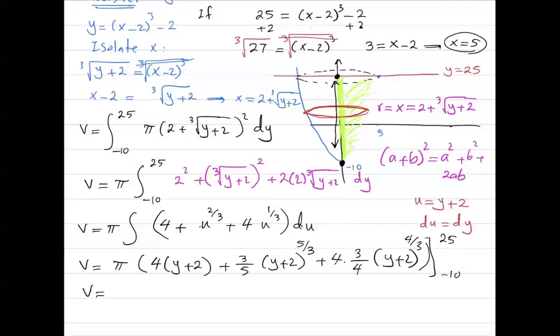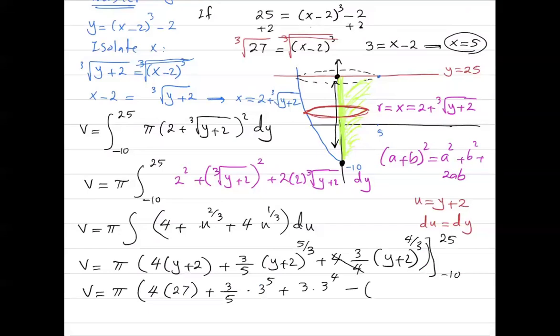So the volume is equal to pi. If I plug in 25 for my y, I get 4 times 27 plus 3/5. I have 27 to power 5 divided by 3, which gives me 3 to power 5. Plus, you can cancel 4 and 4. The same here. You have 3 times 3 to power 4 and minus.